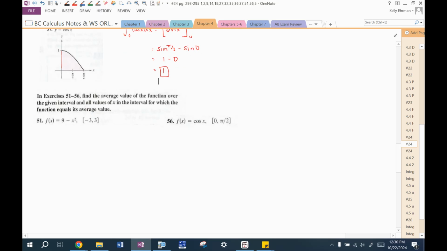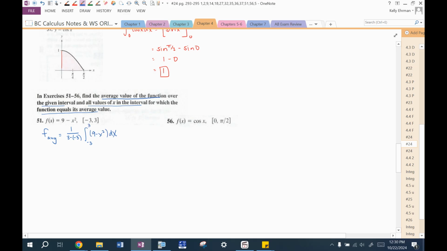Next set says find the average value of the function over the given interval and find all values x in the interval for which the function equals its average value. So first thing is to find the average value. I like to write this as f average. It's equal to 1 over the difference between the interval endpoints, so 3 minus -3, multiplied by the integral from -3 to 3 of 9 minus x squared dx.